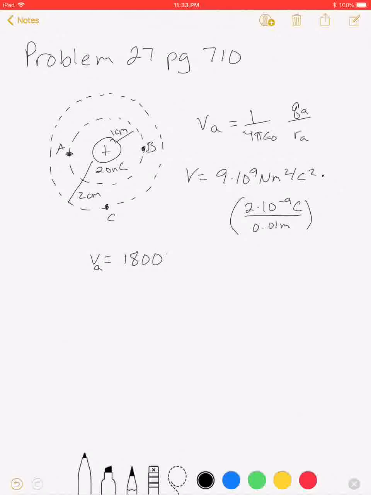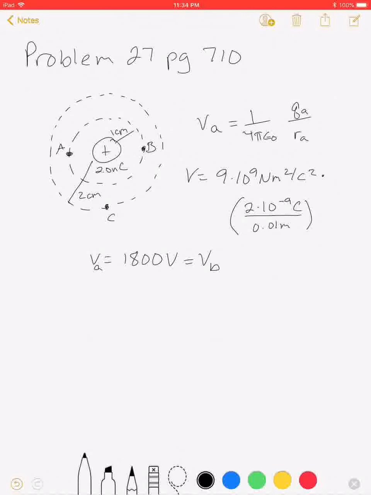When we calculate all that out, we end up with V at A is going to be equal to 1,800 volts. Now, if we were to look at point B, since it's on the same circle, it's going to have all the same values. So this is also what V of B is equal to.